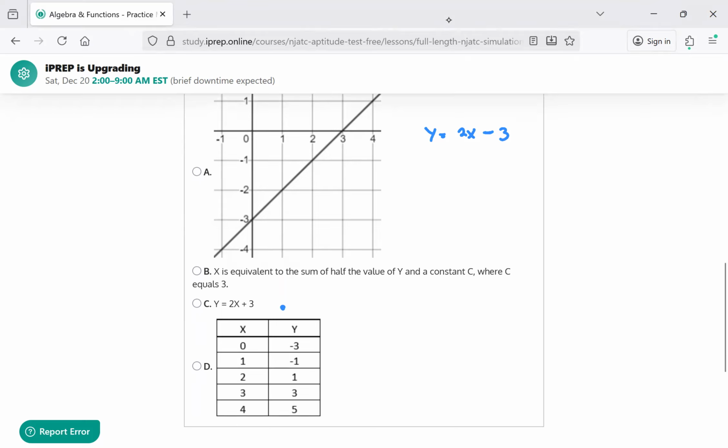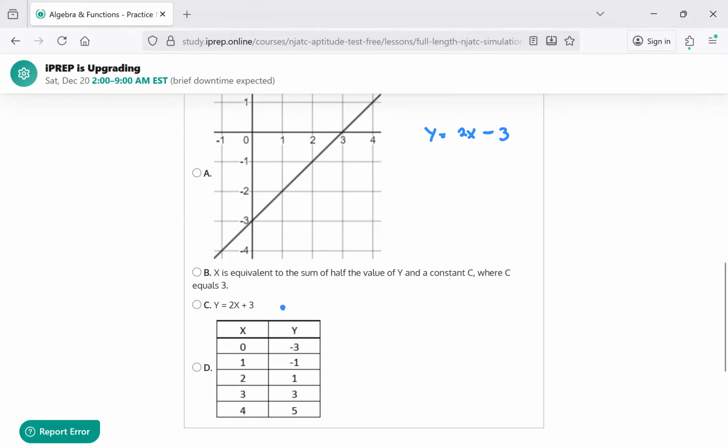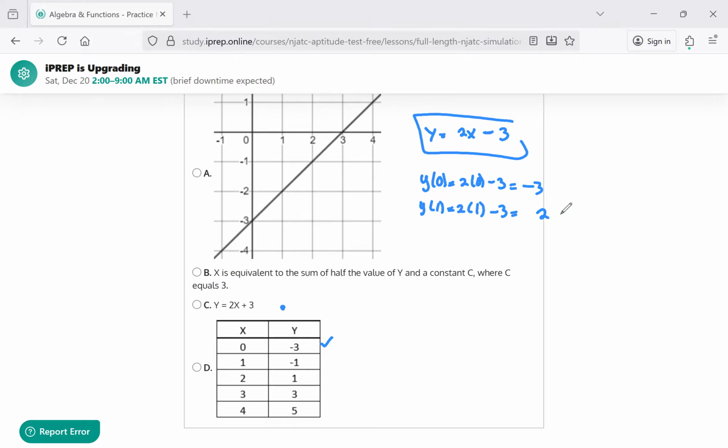Is it D? So in D, they give us a table, and here's our equation. Y equals 2x minus 3. So let's see if these are true. If I plug in the input 0, that's 2 times 0 minus 3, which is negative 3. Good. What if I plug in 1? That's 2 times 1 minus 3. That's 2 minus 3, which is negative 1. Yes. And then if I plug in 2, that's 2 times 2 minus 3. That's 4 minus 3, which is 1. Yes.